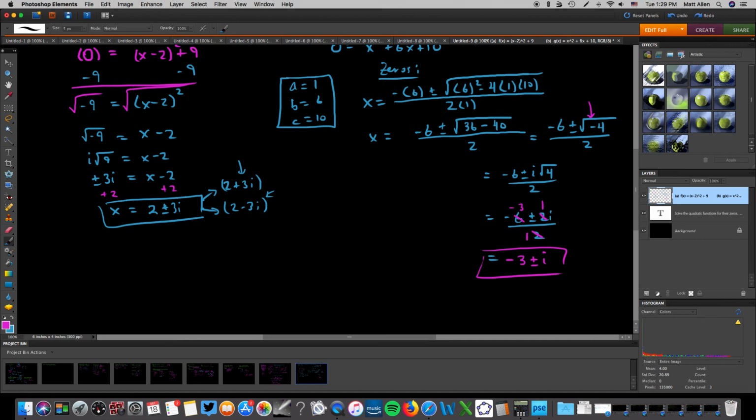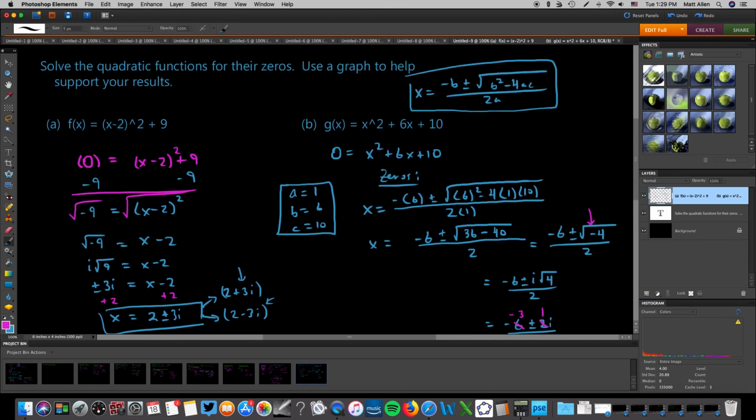So you can see that it's going to be completely necessary for us to be familiar with complex numbers, how to write them in standard form, and how to work with square roots of negatives and i's in order to find our complex number solutions to, say, quadratic functions that don't have real zeros.